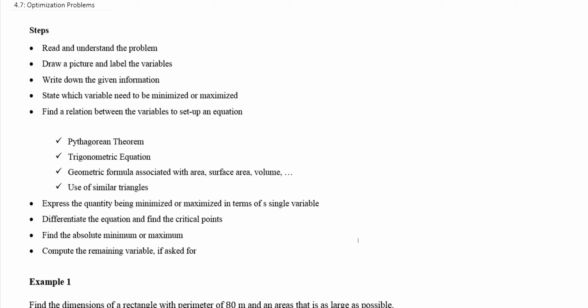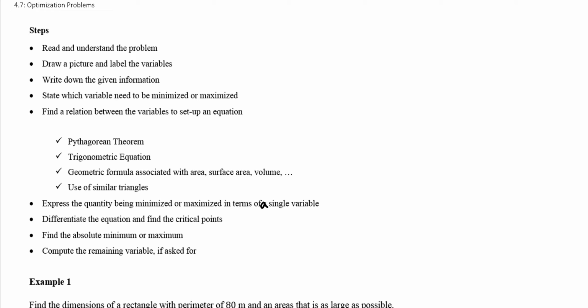And then after we do this, we need to express the quantity that needs to be minimized or maximized. If it's area, we write it as A of X, volume V of X. So it says here, express the quantity being minimized or maximized in terms of a single variable. So in terms of a single variable.